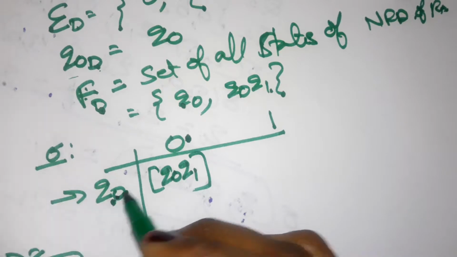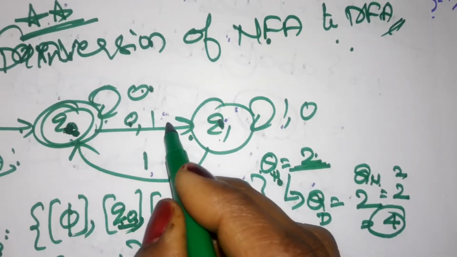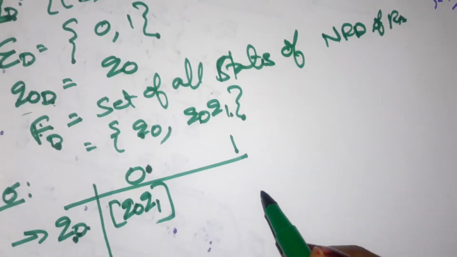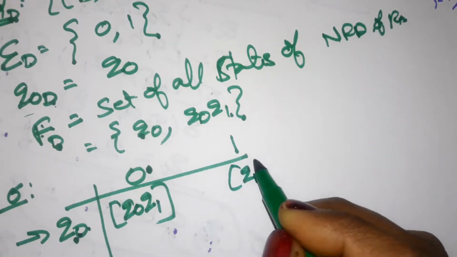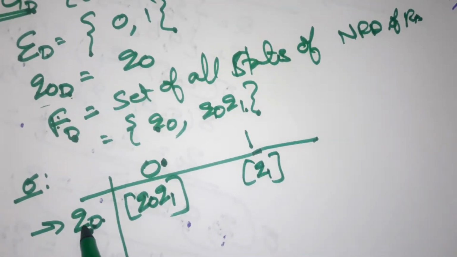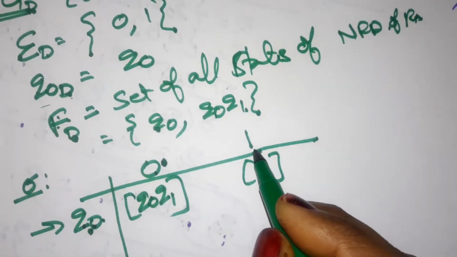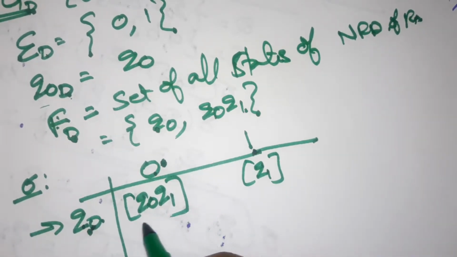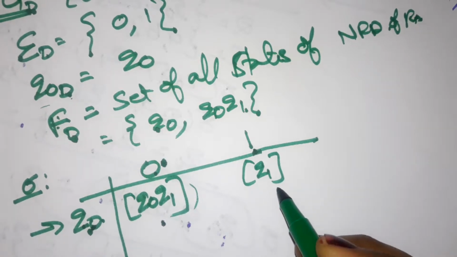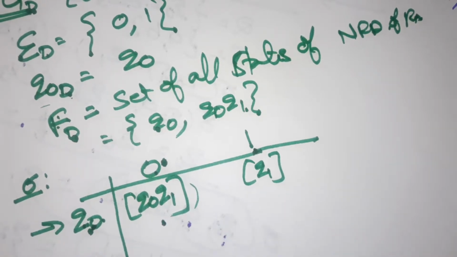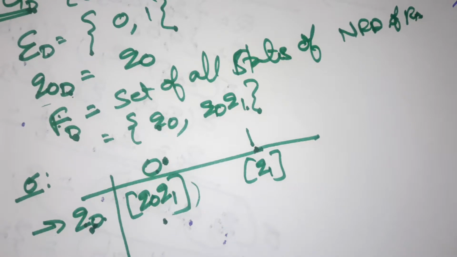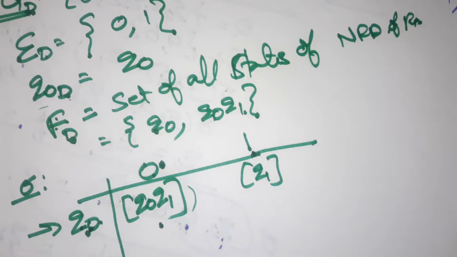Okay, next Q naught on 1. Q naught on 1, where is it going? It is going to only one state, Q1. So after applying the inputs on the state, if a new state appears, for this new state also you need to apply the set of input symbols. Until no new state appears, you need to continue this process. If no new state appears, stop the procedure.